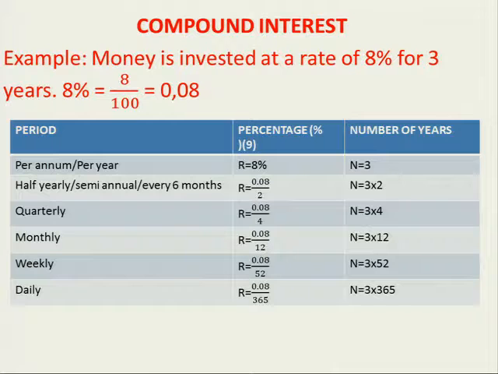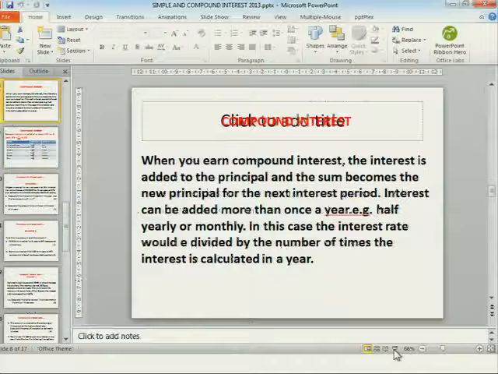And then daily, our interest will be divided by 365, and then our number of years will be multiplied by 365. So now the question may be, why are we dividing the percentage and why are we multiplying the number of years? Let's quickly just look at that.